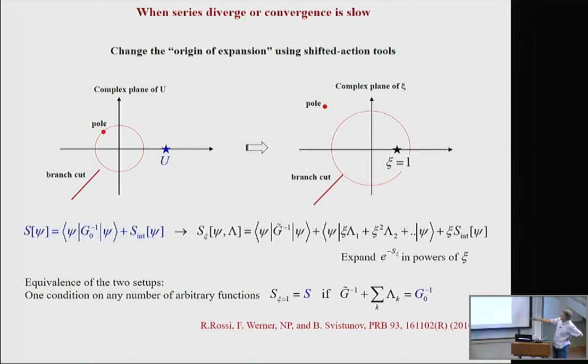And I will write down a certain number of counterterms. This is arbitrary function, arbitrary function, arbitrary function, psi times the same interactions. And I need only one constraint. For psi equal 1, artificial g tilde plus all the counterterms together, that's my G0 minus 1, and I have exactly the same answer when psi is 1.